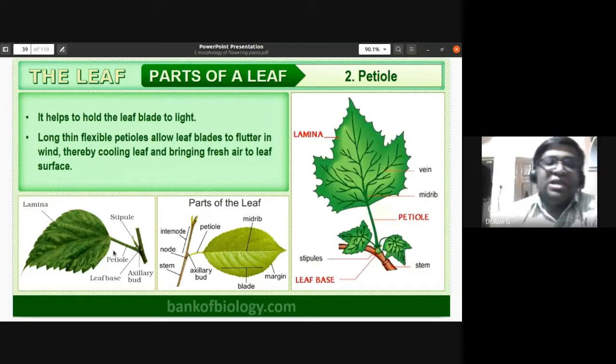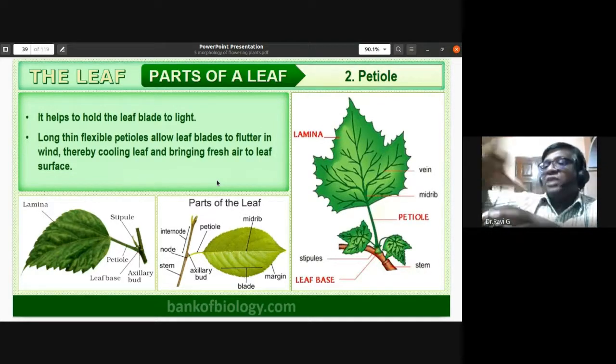The petiole is long, thin, flexible, and it allows the leaf blades to flutter in the wind. It helps them to move in the wind, thereby cooling the leaf and bringing fresh air to the leaf surface. Especially they would be saturated by the water vapor during transpiration, so this sort of fluttering of the leaf helps in removing those saturated areas.